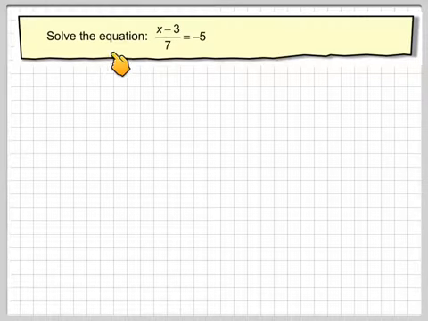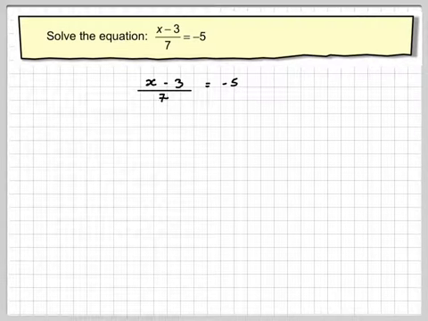Right, solve the equation (x minus 3) over 7 is equal to minus 5. This is a very simple equation with a fraction. So we've got (x minus 3) over 7 is equal to minus 5. Remember, on solving equations, we must do the same thing to both sides and opposites.